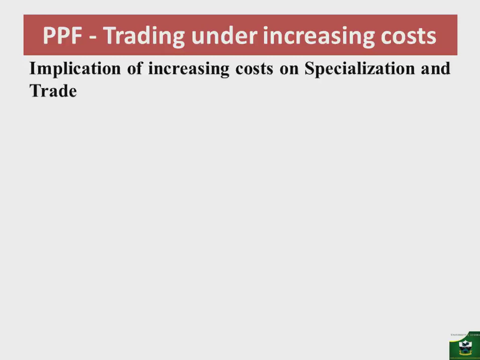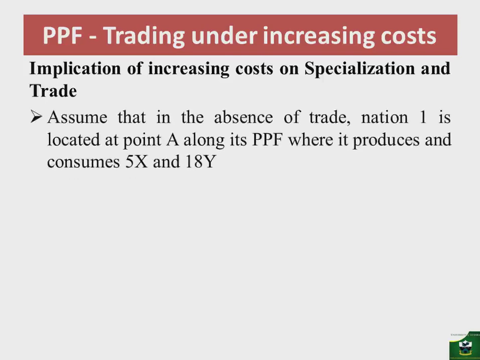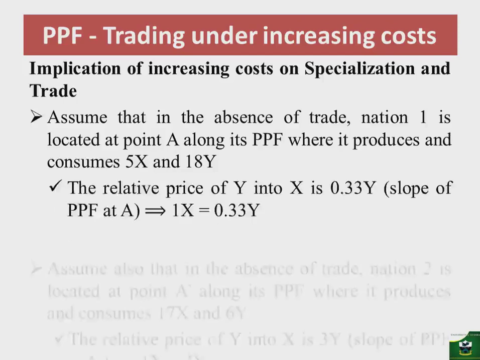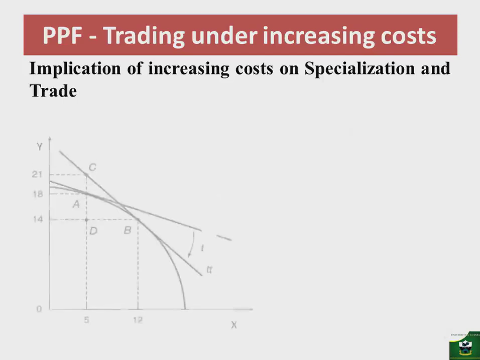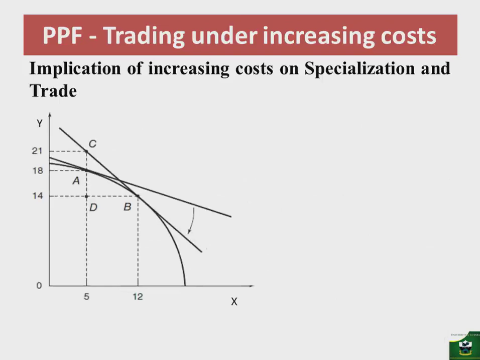In other words, we observe this in the effect on the gains. Okay, so we assume that in the absence of trade, nation 1 is located at point A along its production frontier, where it's producing 5 of X and 18 of Y. So let me take you to that graph. So this is the graph we are looking at.